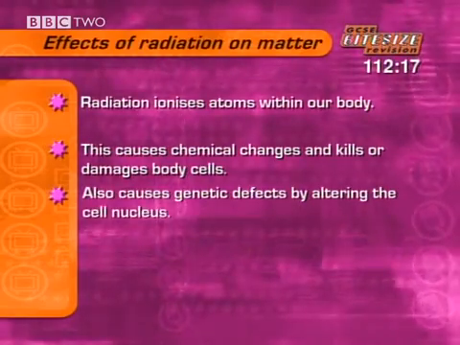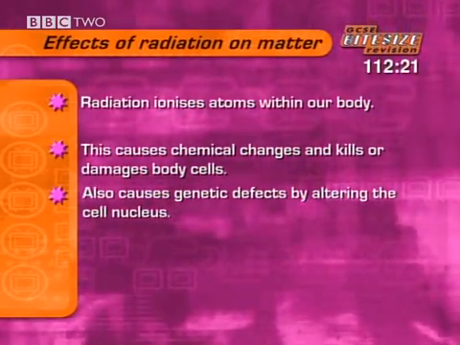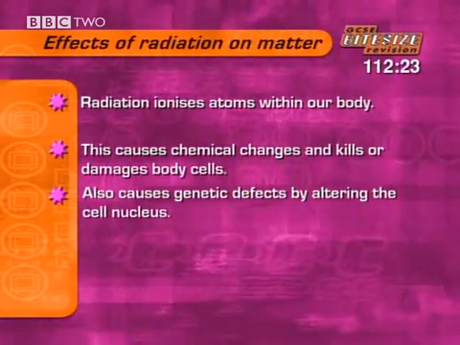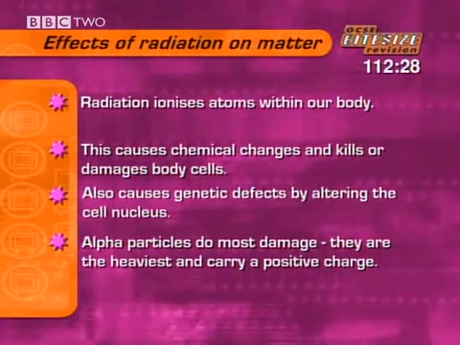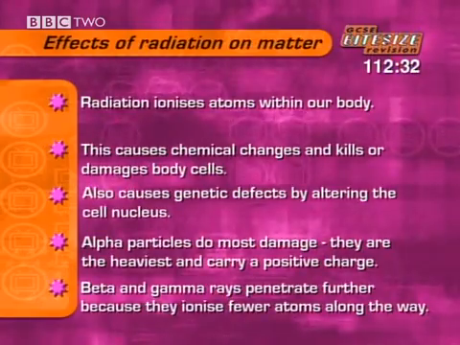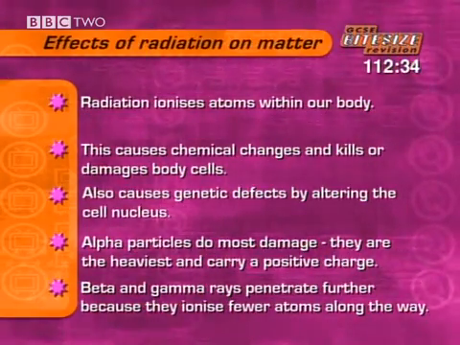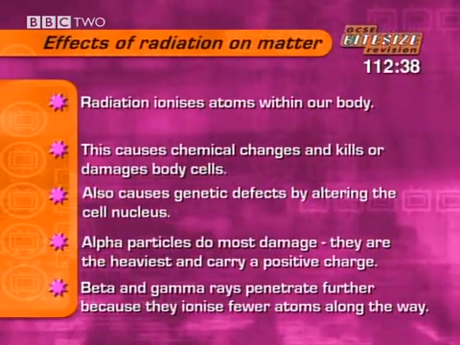This can also cause genetic defects, as radiation can alter the cell nucleus, changing the instructions for making new life, so children can be born with handicaps. Alpha particles do the most damage, as they are the heaviest and carry a positive charge. Beta and gamma rays penetrate further because they ionise fewer atoms along the way.